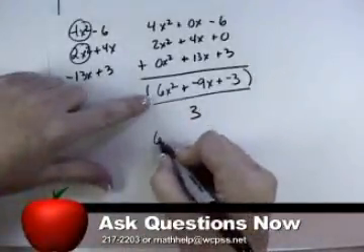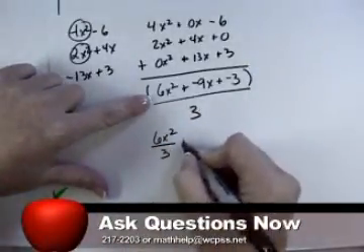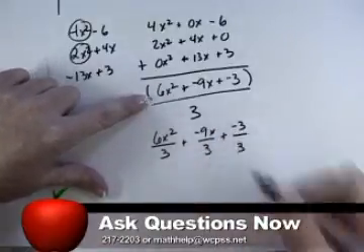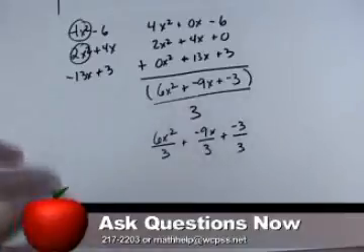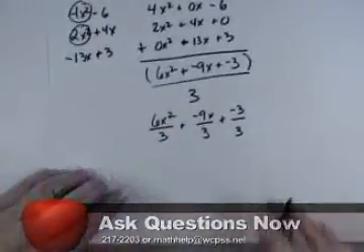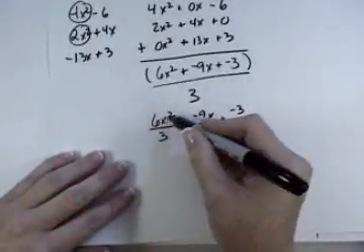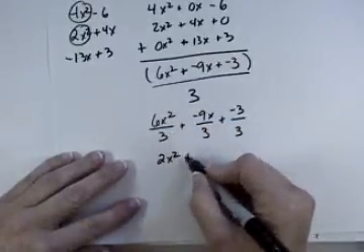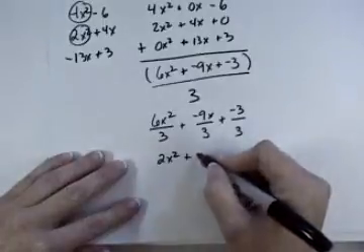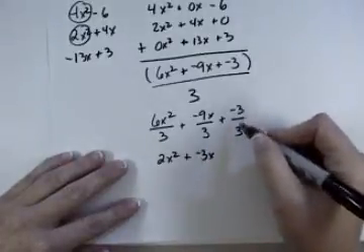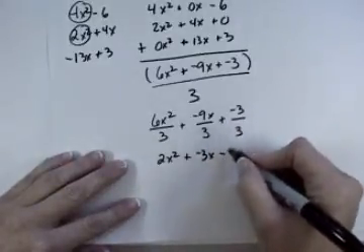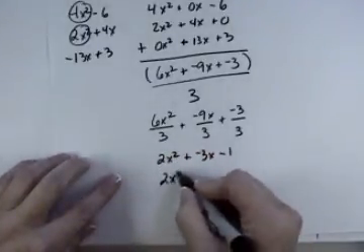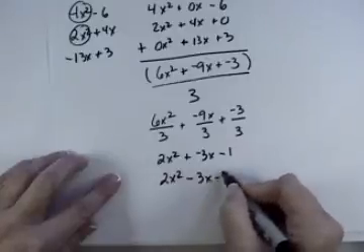So this really means 6x squared divided by 3 plus negative 9x divided by 3 plus negative 3 divided by 3. And you don't have to write out that next step. I just want you to visualize what's going on. All right, so if we do this division, 3 divides into 6, 2x squared, plus negative 9x divided by 3 would be negative 3x, and 3 divides into negative 3, negative 1. That certainly isn't the form we'd like to leave it in. 2x squared minus 3x minus 1.